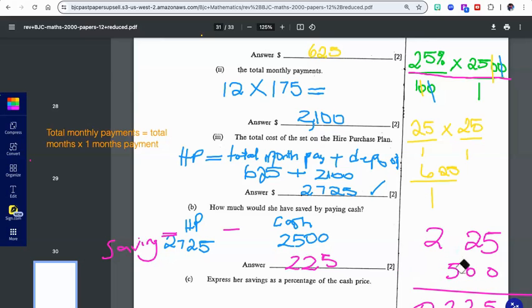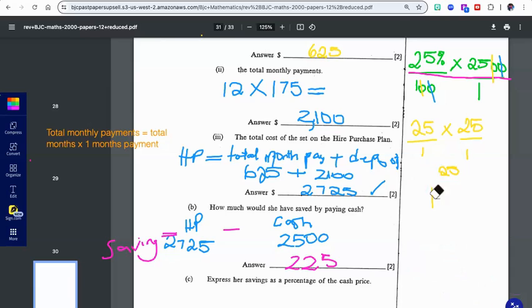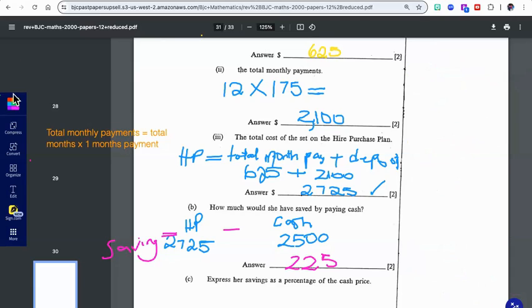So we have to set this up. One amount over the next amount multiplied by 100. That's how we express one amount as a percent of another. So which number goes in the numerator and which number goes in the denominator? It says express her savings as a percent of the cash price. So watch how we're going to break this up. Express her savings. We found her savings to be $225.